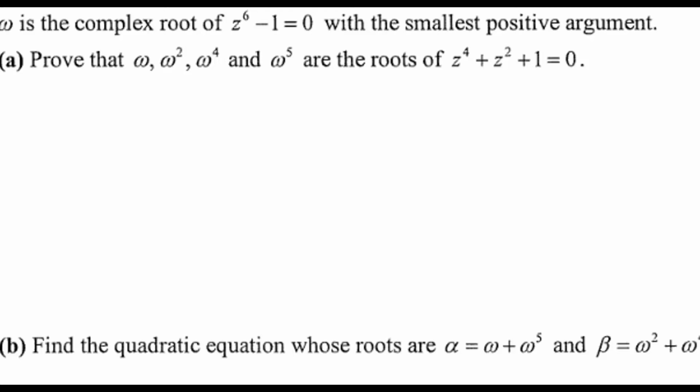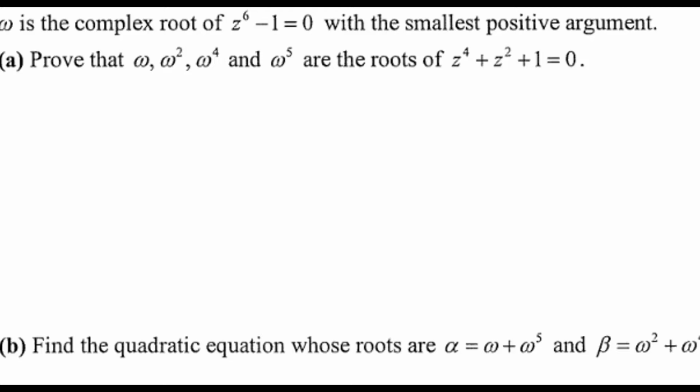And then part B says find the quadratic equation whose roots are alpha and beta, where alpha is w plus w to the 5 and beta is w plus w to the 4. It's a little bit cut off in the screenshot, but you can kind of infer that it is going to be w to the 4, and that becomes a bit more clear once you've worked through part A.